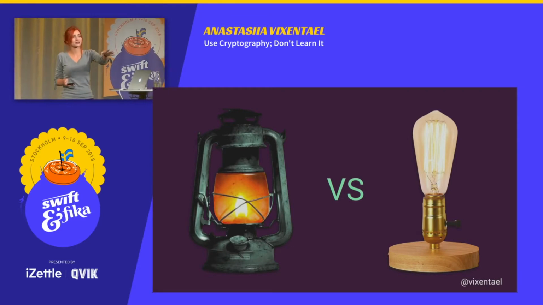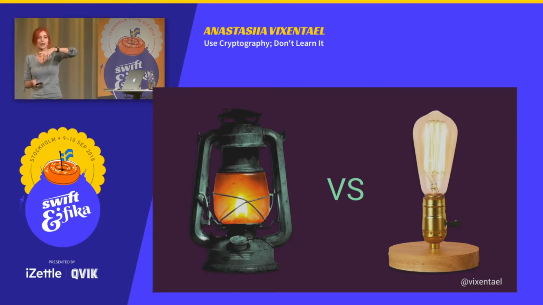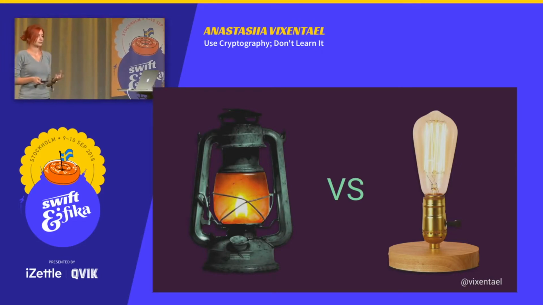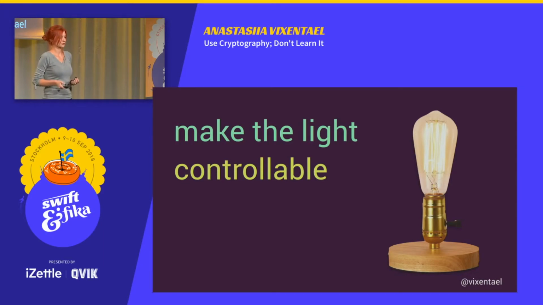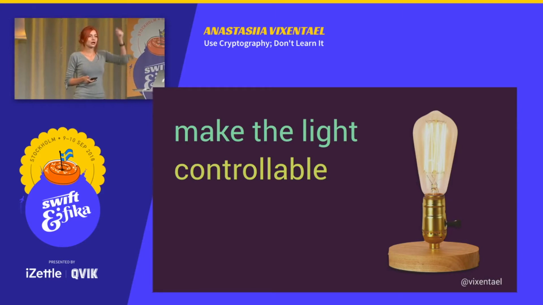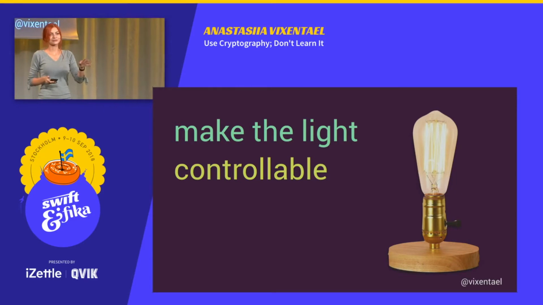It still requires resources. It still requires you to use the lamp bulb and electricity. But it's much easier to use. Edison made light controllable. It's easy to turn on and off. It's easy to find suppliers. What do the Edison lamp and modern cryptography have in common?